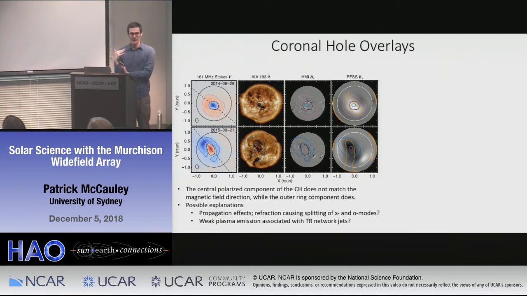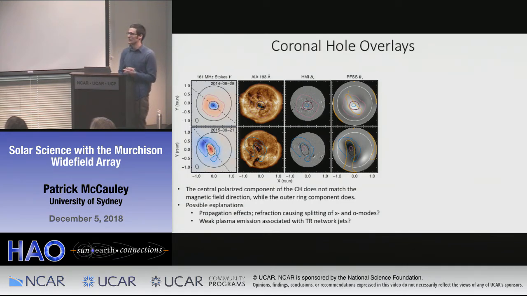We have two explanations, or two guesses. One is to do with propagation effects. I've already mentioned that the X and the O modes have different refractive indices. So potentially, propagation effects, refraction, could give you some separation of the two modes. We're not really clear on how that would work exactly, though. We need to do some ray tracing calculations to try to suss that out.